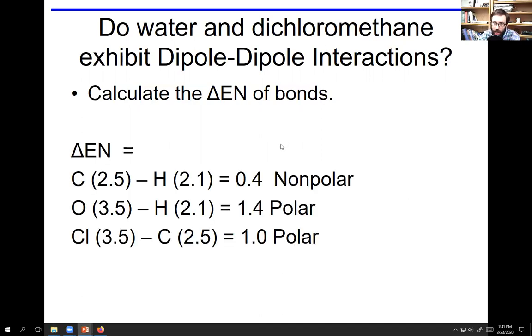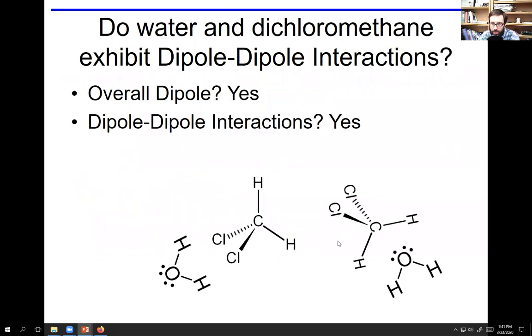So the bonds in dichloromethane, which is CH2Cl2. So there's carbon, hydrogen, and chlorine. There's a carbon-hydrogen bond. That's going to be nonpolar because that has a difference in electronegativity of 0.4. Remember, less than or equal to 0.4 is a nonpolar covalent bond. Chlorine and carbon, that's going to have a delta of 1. So that's going to be polar covalent. And oxygen and hydrogen, that has a difference in electronegativity of 1.4. So that's going to be polar.